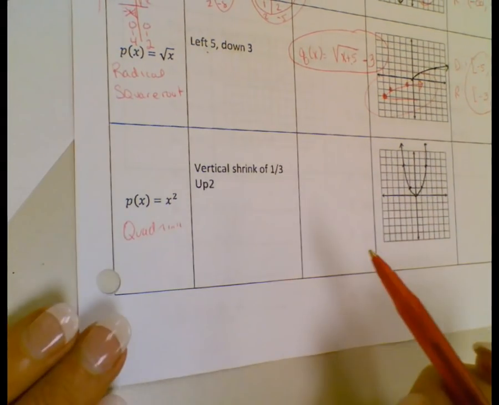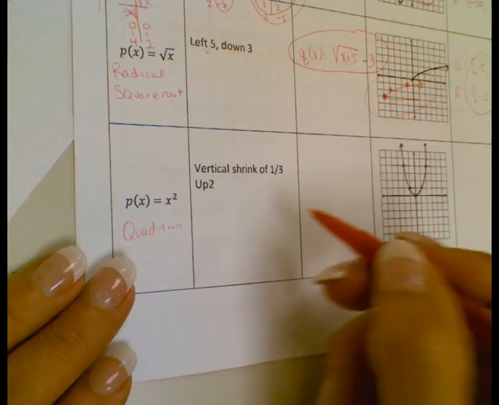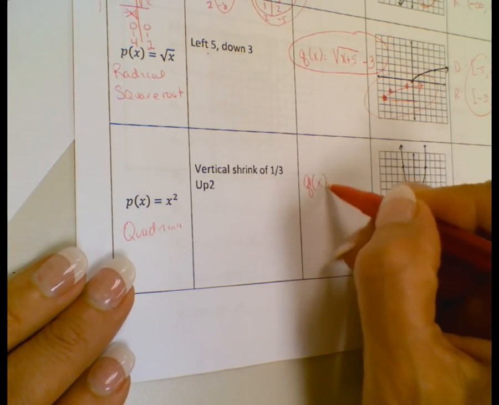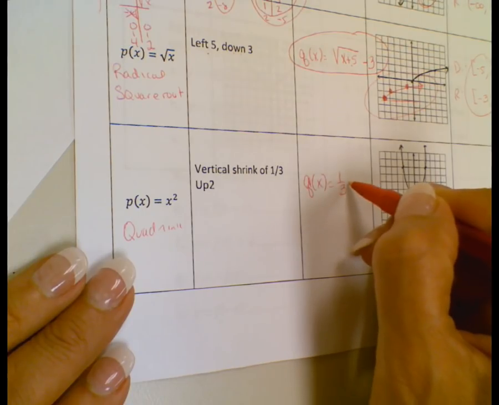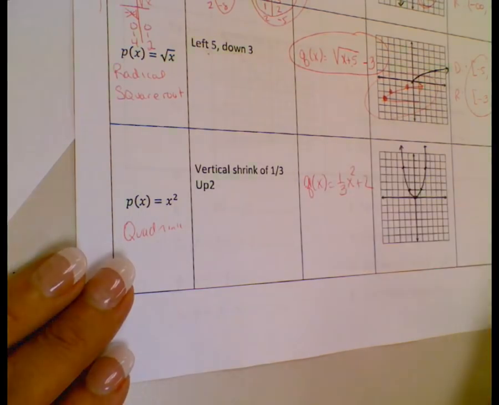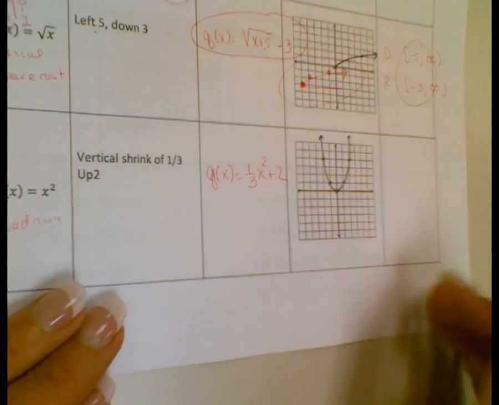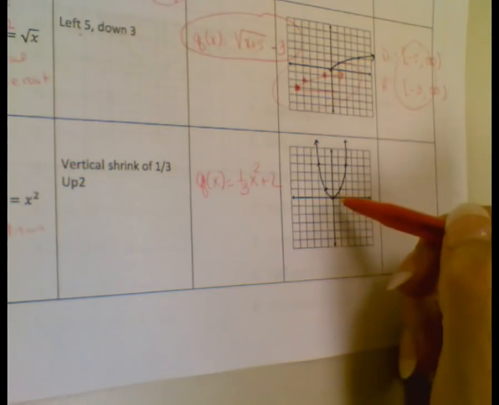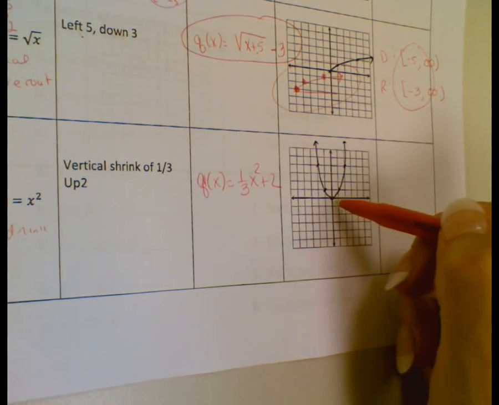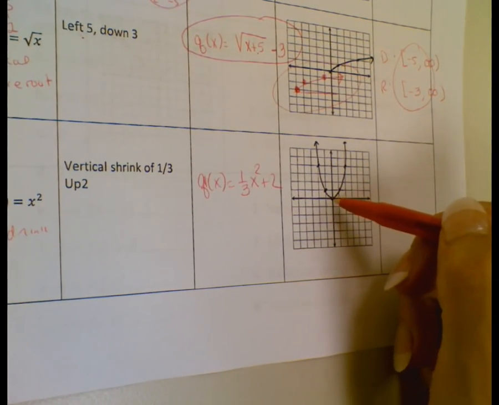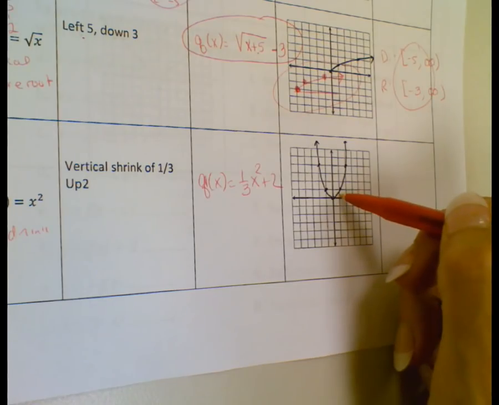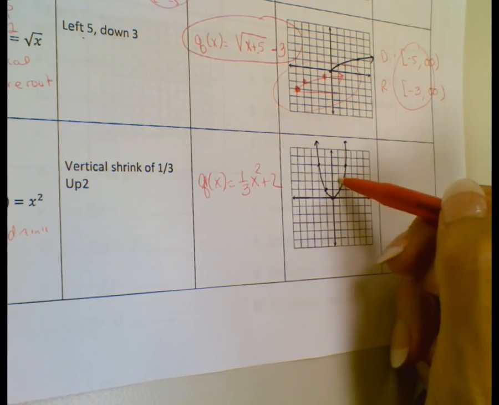So it says vertical shrink of 1/3. That goes on the outside and then up 2. So it's going to be Q of X. Vertical shrink is going to be 1/3 X squared plus 2. So instead of going over 1 up 1, we're going to shrink this up 1 by 1/3. So instead of going over 1 up 1, we're going to go over 1 up 1/3. And then from that 1/3, we're going to go up 2. So it was here, and I go up 2. 1, 2. It's going right there.